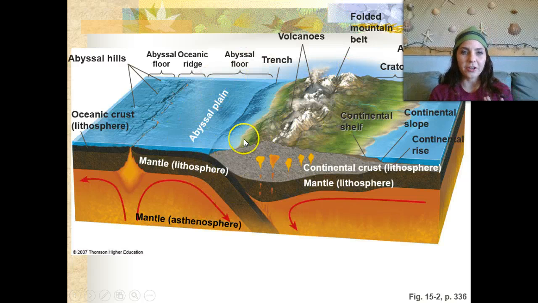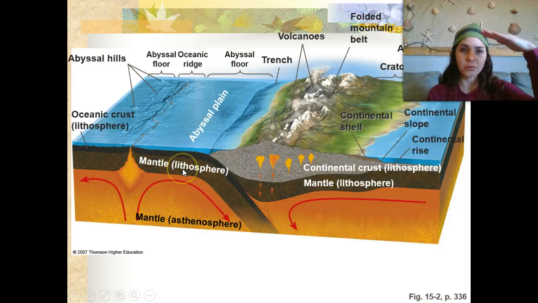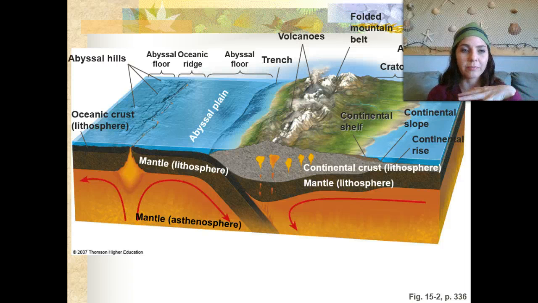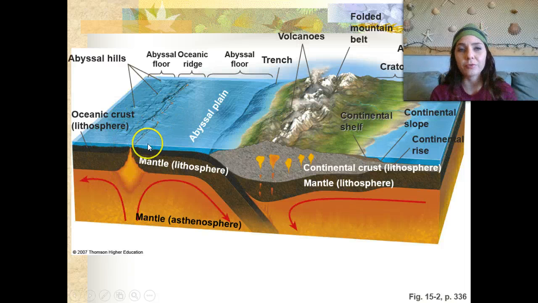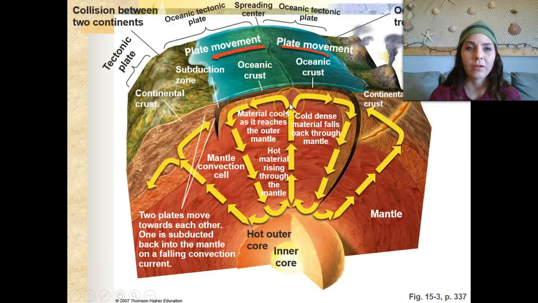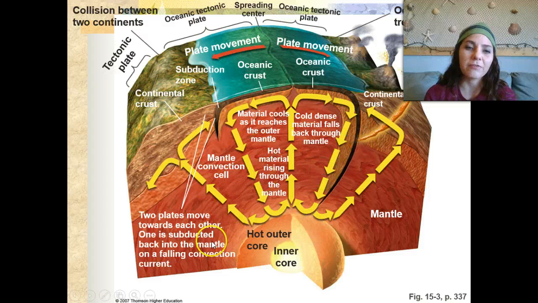This is another section of our Earth. We have the mantle or the asthenosphere, and then we have the lithosphere. This is what the plates actually sit on top of and move around. We have our oceanic crust and our continental crust, and we have different formations occurring at the boundaries. We can have volcanoes and mountain chains being formed. At the oceanic crust, we have an ocean ridge that's going to be forming. Sometimes we have trenches.